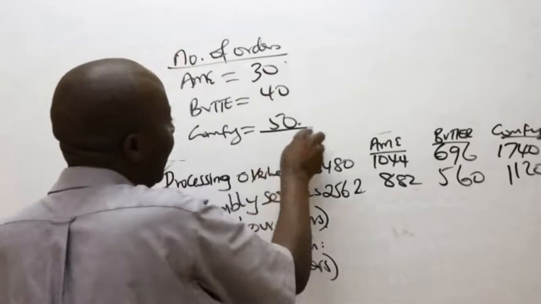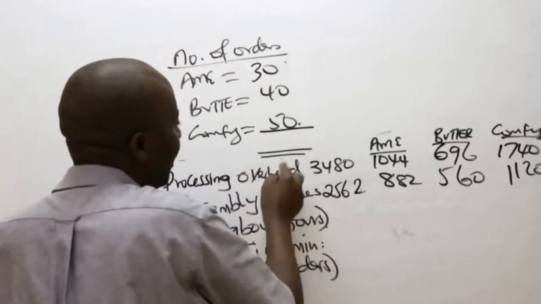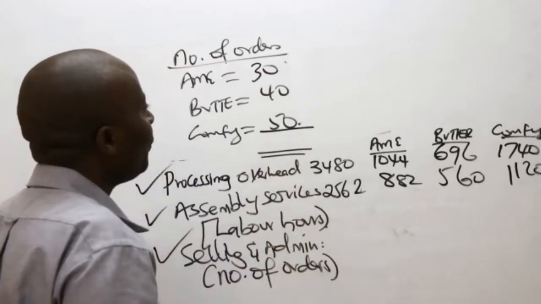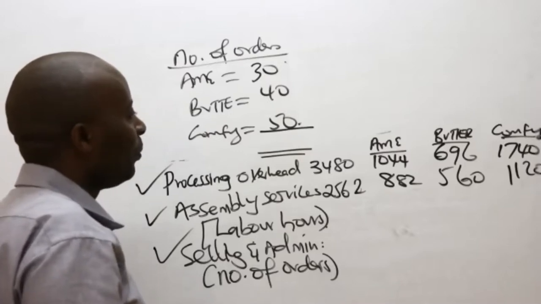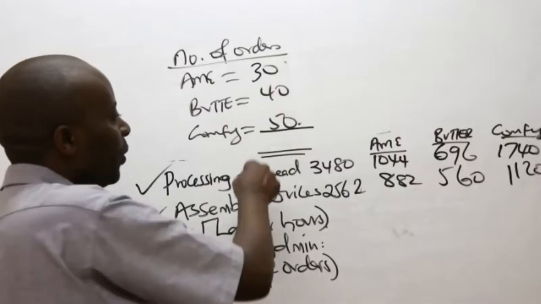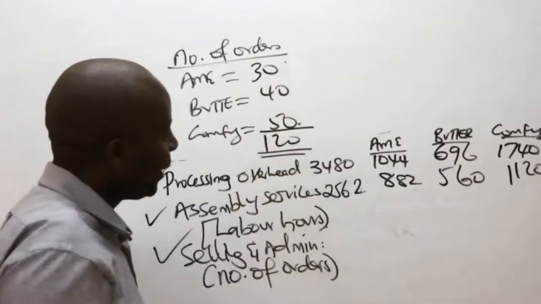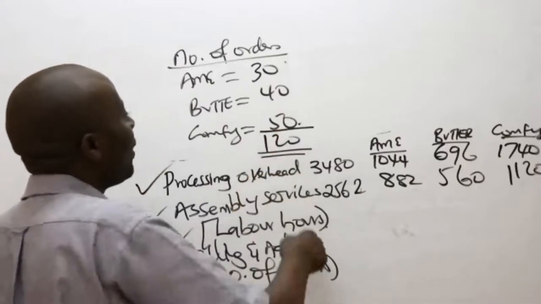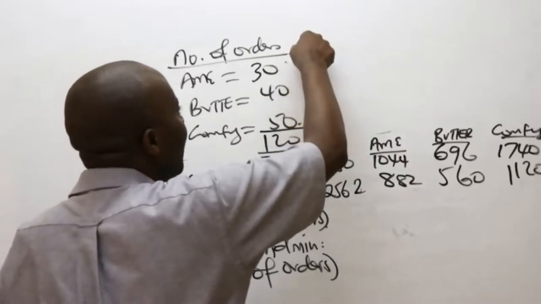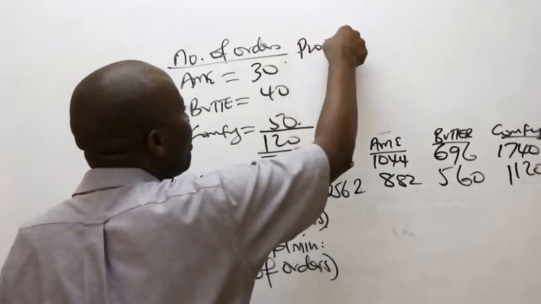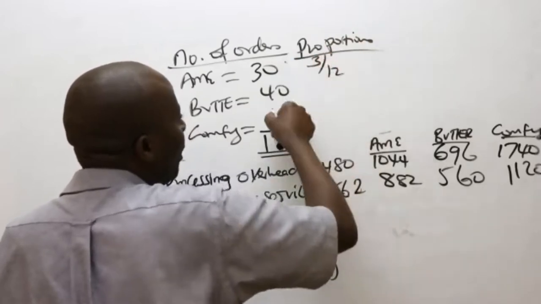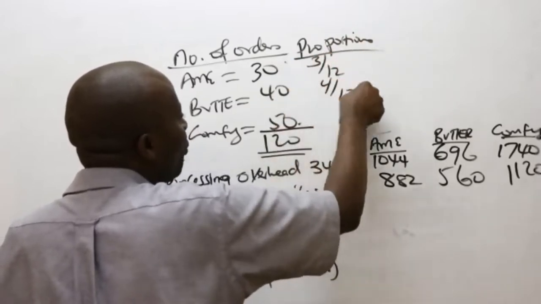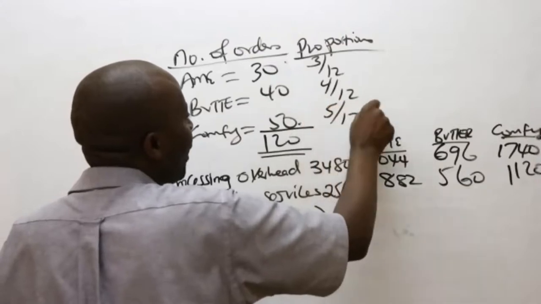So please come and add. Give us the total. You add the 3, you're getting what here? 120. So once you give us number of orders as 120, come and give us our proportions. We have 3 out of 12. We have 4 out of 12. We have 5 out of 12.